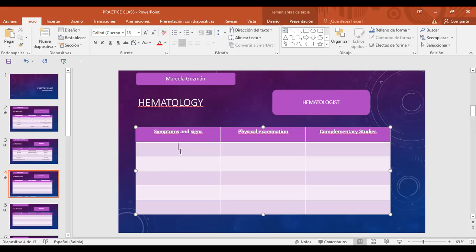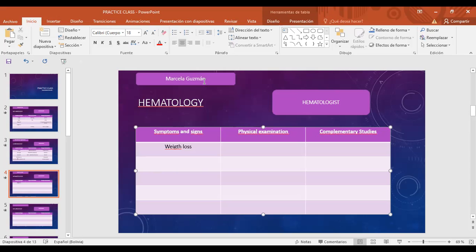For example, first of all, it would be weight loss, or loss of weight. Wait, I have a doubt right there. Is it weight loss or loss of weight? Let me tell you, both would be correct. However, we mostly use weight loss. Okay. Anything else you would relate to this disease?